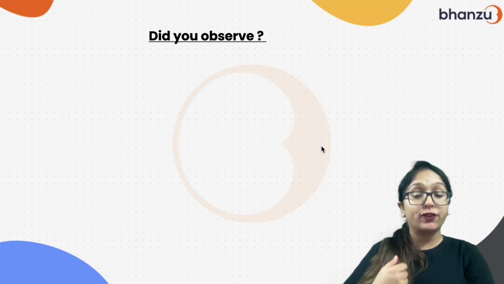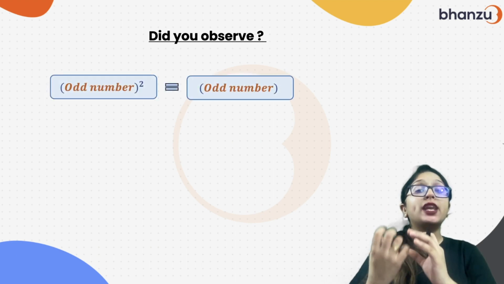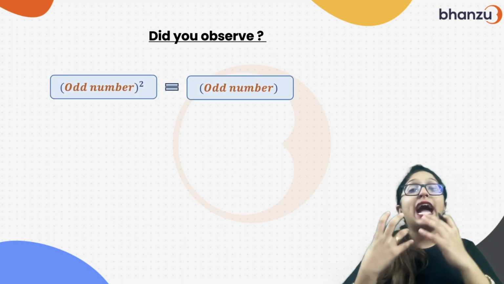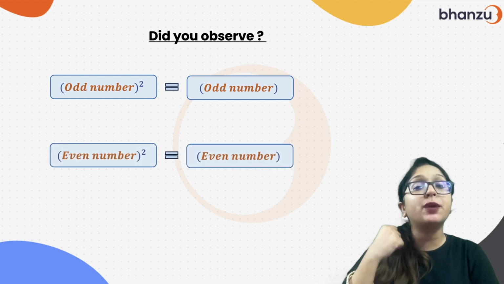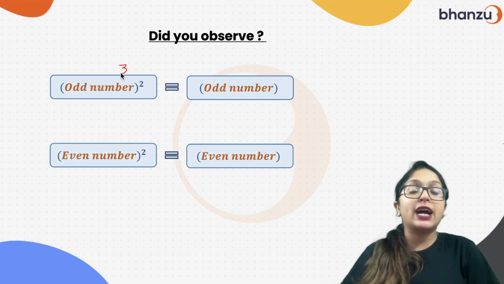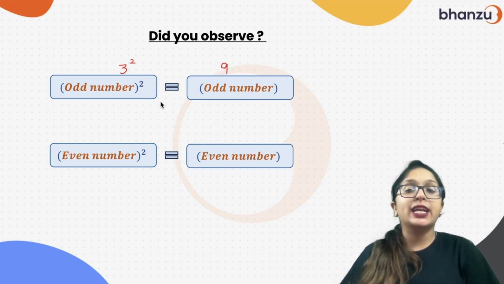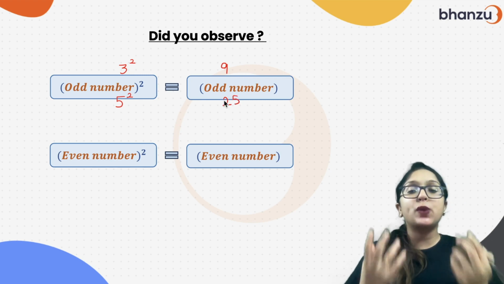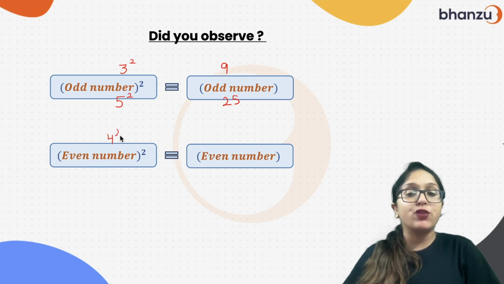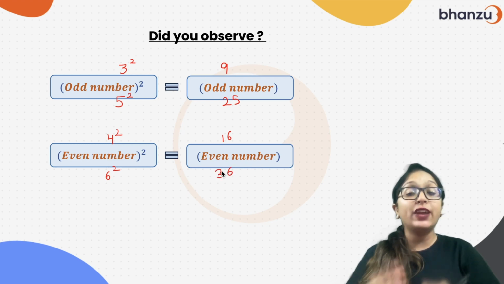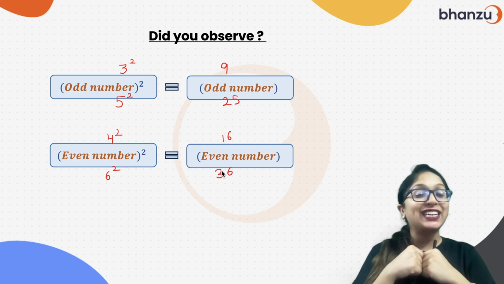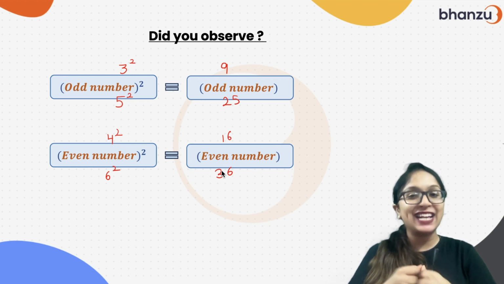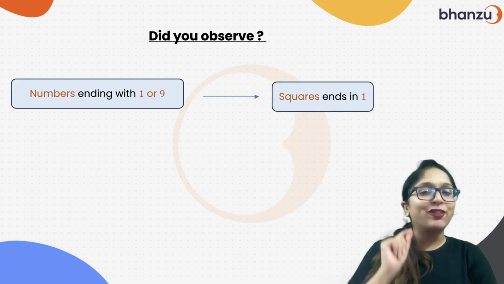Now you must have observed the pattern, that the square of an odd number is an odd number only, and the square of an even number is an even number only. For example, the square of 3 is 9. The square of 5 is 25. So the square of an odd number is an odd number only. And if I ask you the square of an even number, for example, the square of 4, that is 16. The square of 6 is 36. The square of an even number is an even number. So isn't it an interesting observation? Yes. Now we will quickly observe one more thing.